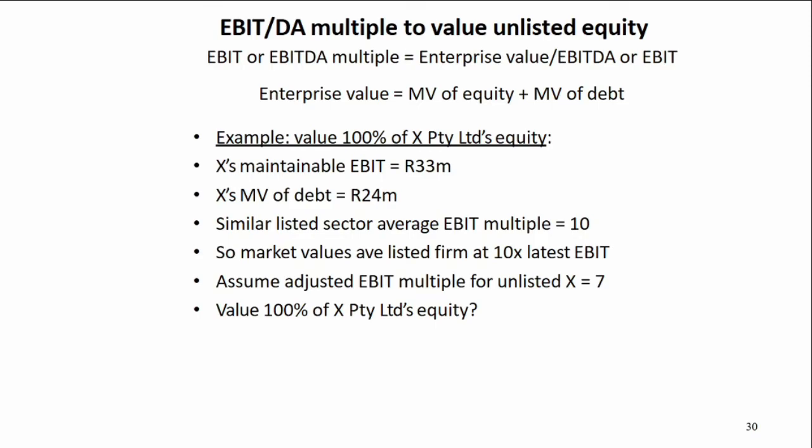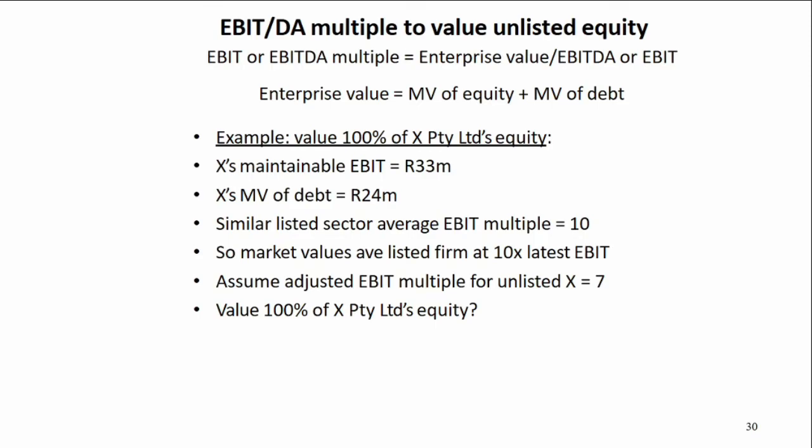So if we look at an example here, we want to value 100% of XPTY Limited's equity. We are told that the maintainable earnings before interest and tax is 33 million, and the market value of X's debt is 24 million. They've told us that similar listed sector average EBIT multiple is 10. So we will obviously need to take the similar listed EBIT multiple of 10, and we will want to make various adjustments to take into account differences between the financial risk and business risk of the listed company and the unlisted company. They have told us here to assume that the adjusted EBIT multiple for the unlisted company is 7.